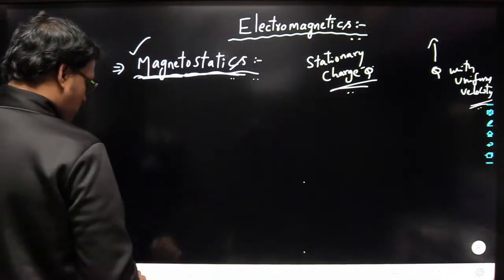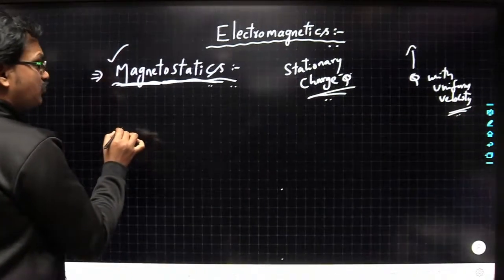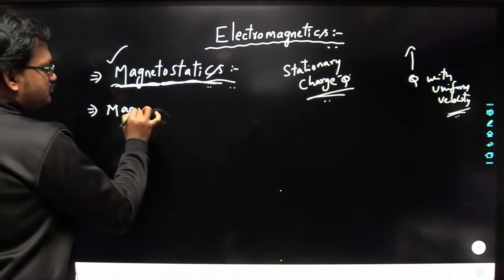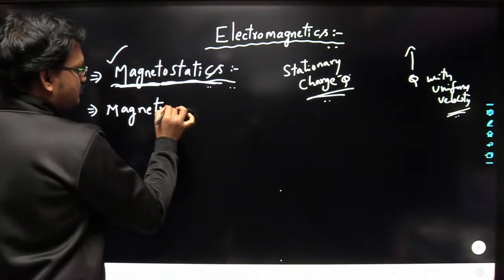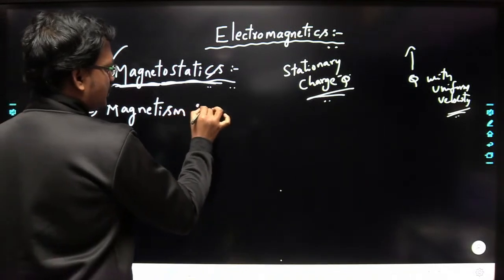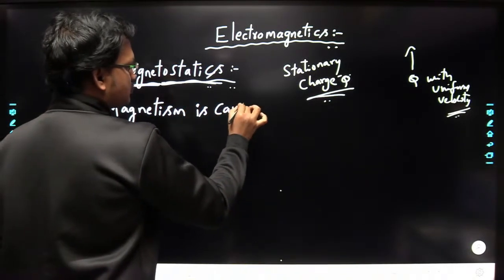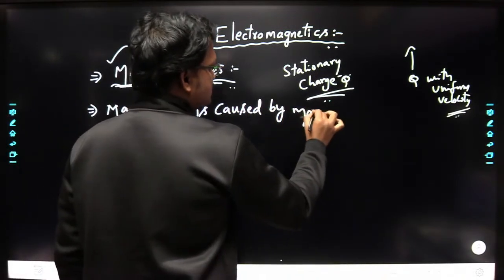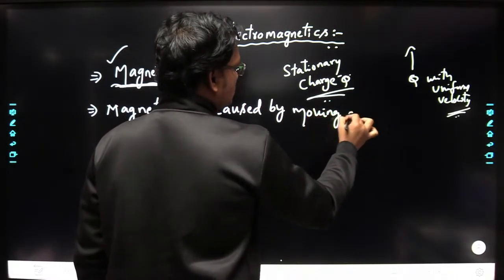You can note that point here. What is that point I have said? Magnetism is caused by moving charges.